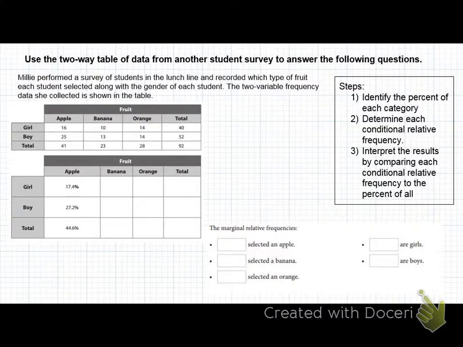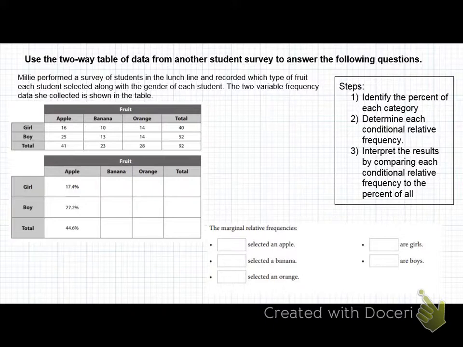Okay, so she figured out, hey, there are 16 girls that prefer apples. There are 25 boys that prefer apples. There are 10 girls that prefer bananas. 13 boys that prefer bananas, and so forth, right? And she adds them all up, and then how many total students did she end up with?